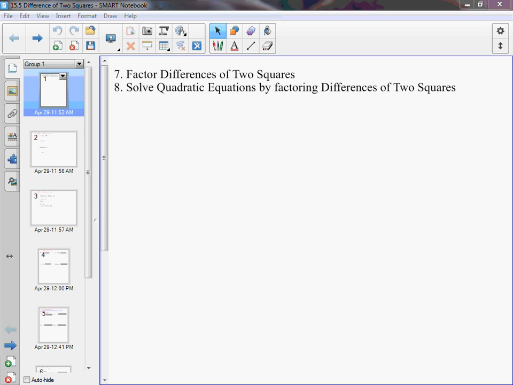A difference of two squares. Two learning targets. Factor differences of two squares. Now, that's where we're going to spend most of our time. But the goal, the big learning target, is number 8, to solve quadratic equations by factoring difference of two squares.